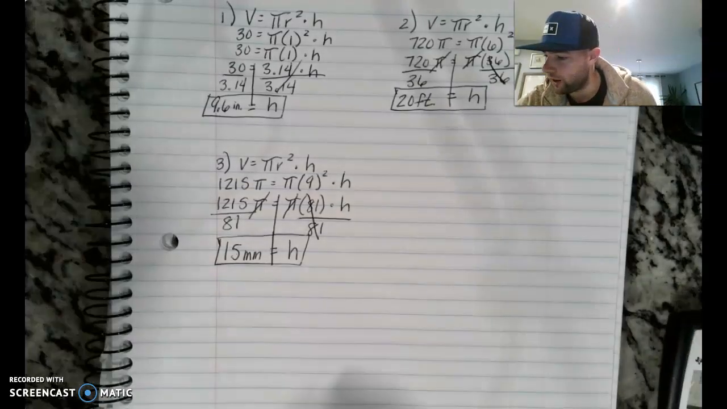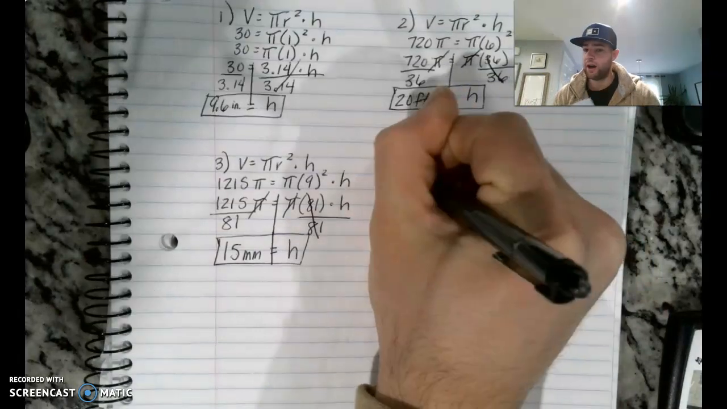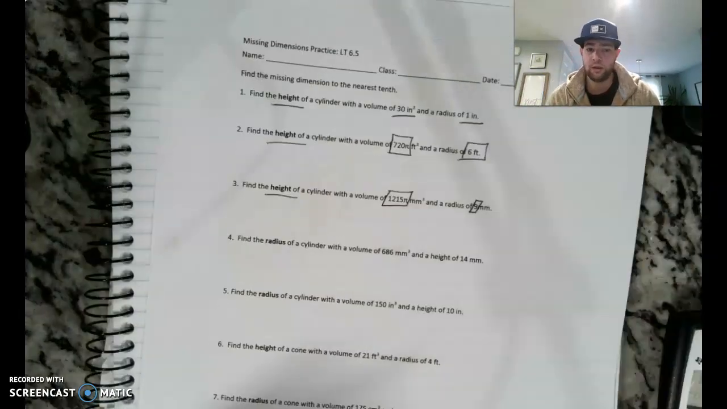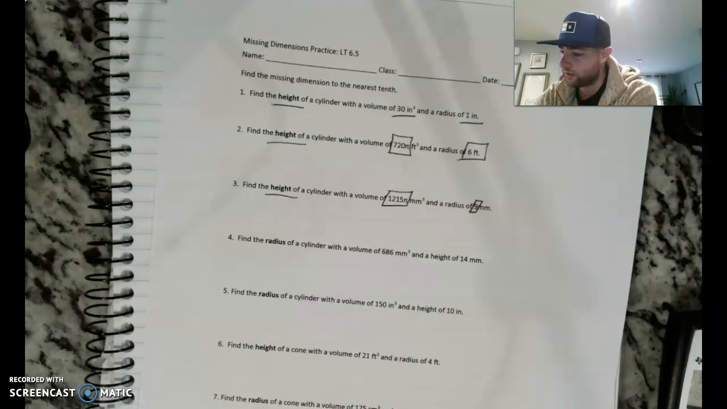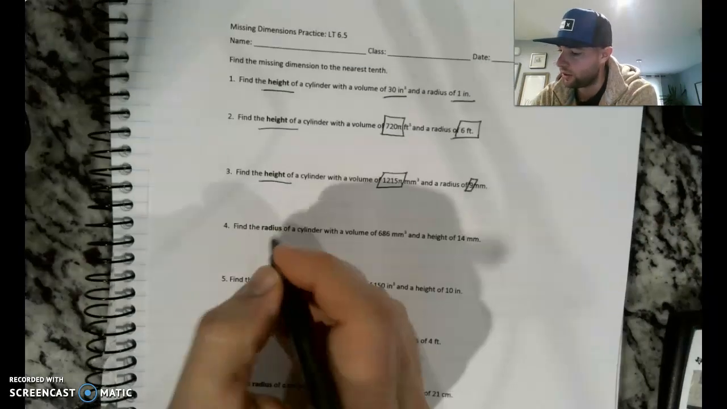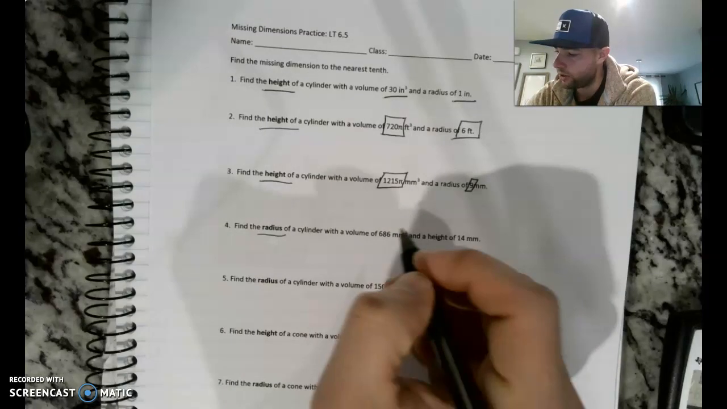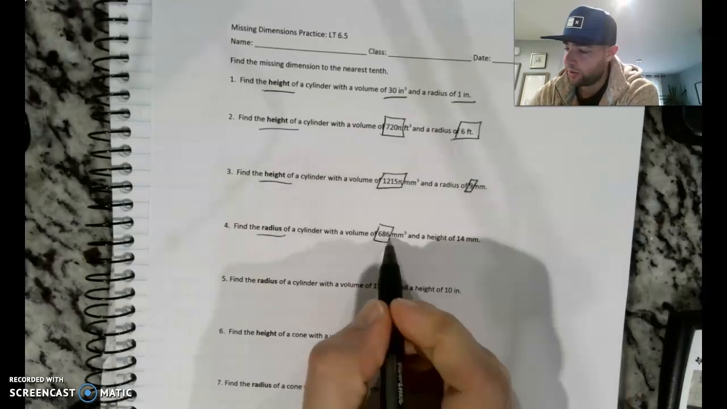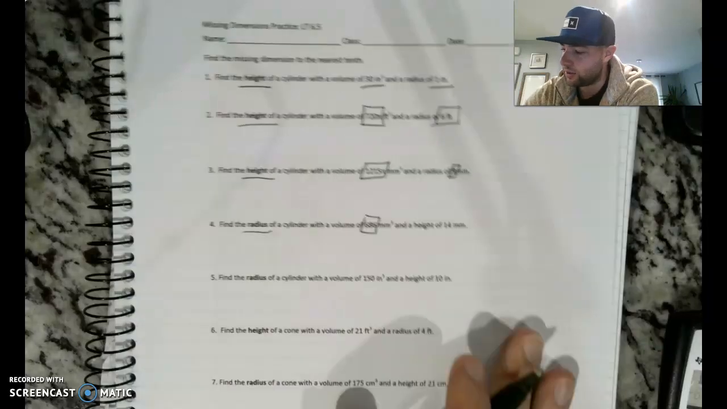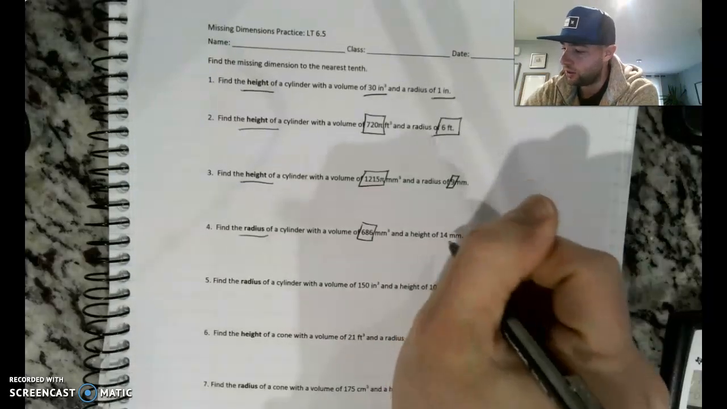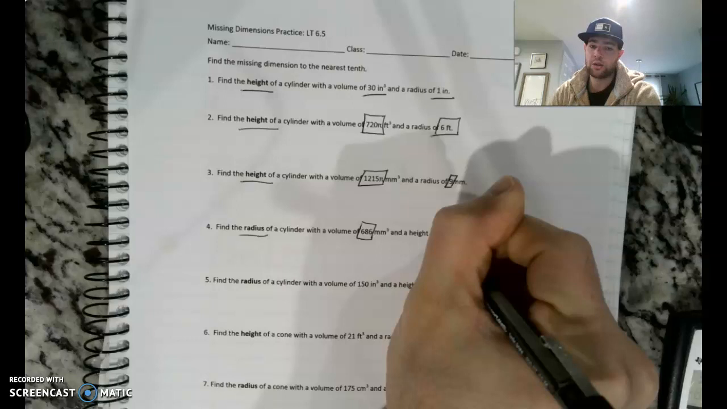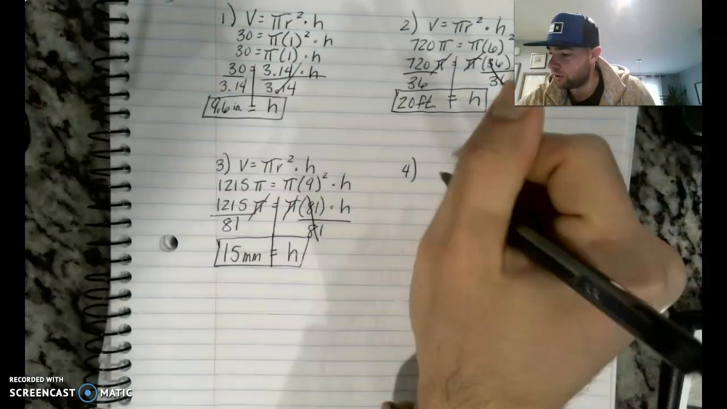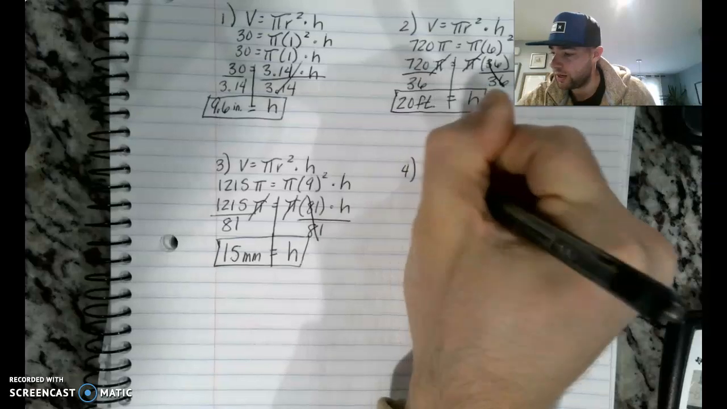And then for our final 4 and 5, they switch it up on us, and instead of finding the height, we're now looking for the radius. So it says find the radius for number 4 of a cylinder with a volume of 686. Notice we do not have pi, so it's not in terms of pi, and it gives us a height of 14 millimeters. So again, I'm just going to plug it into my equation. So volume equals pi r squared times h.